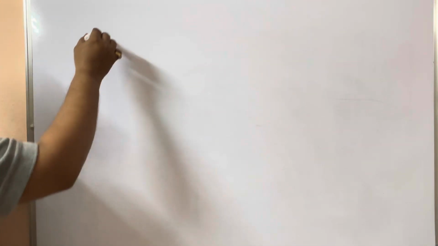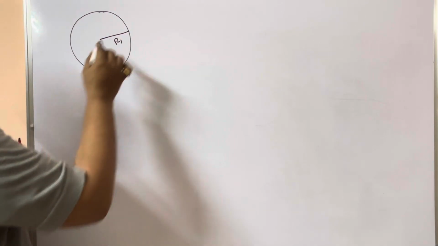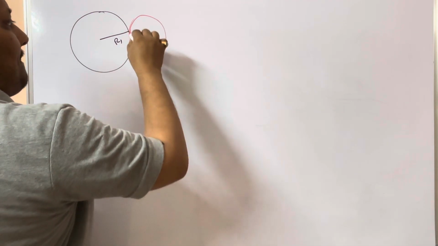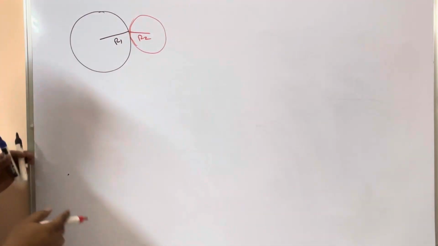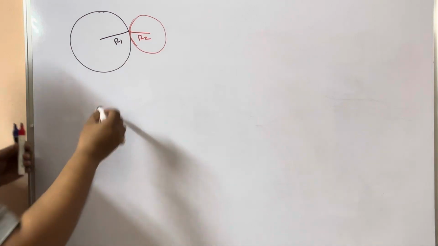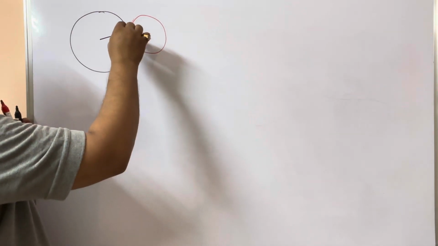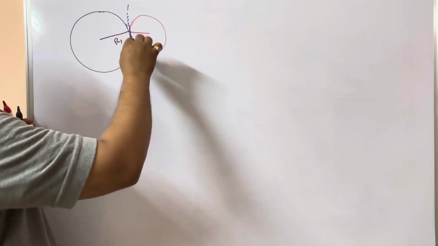Let us assume two soap bubbles are in contact, with radii R1 and R2. Whenever those are in contact, what is the radius of the interface where they are combining? So, the radius of this interface.